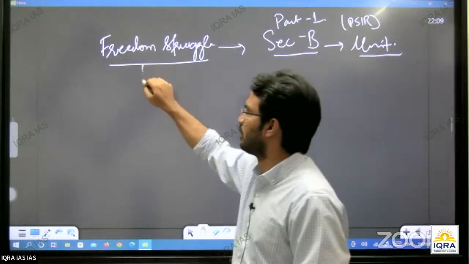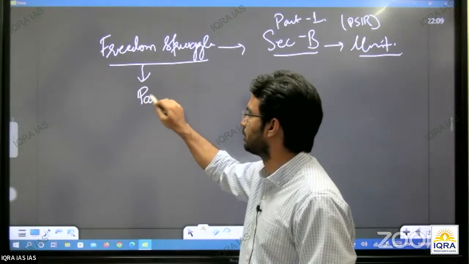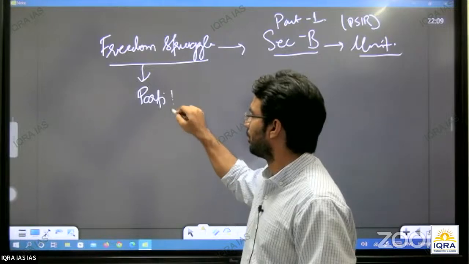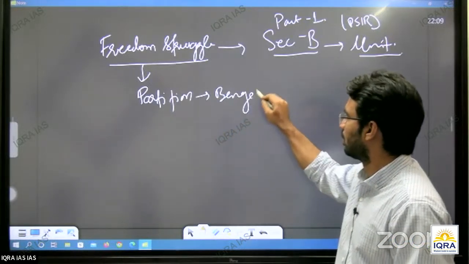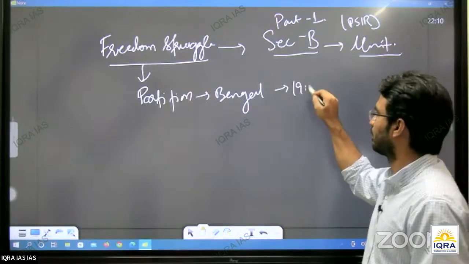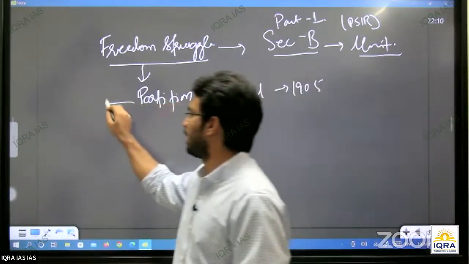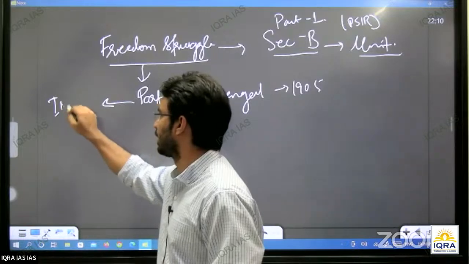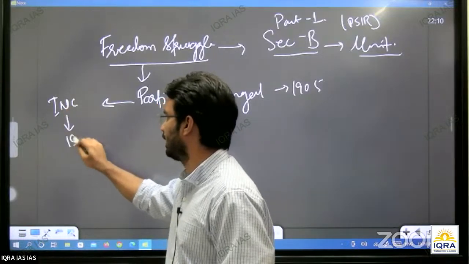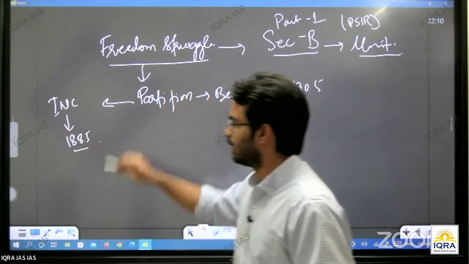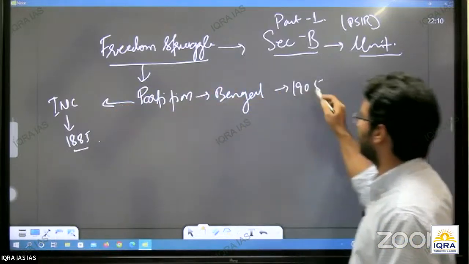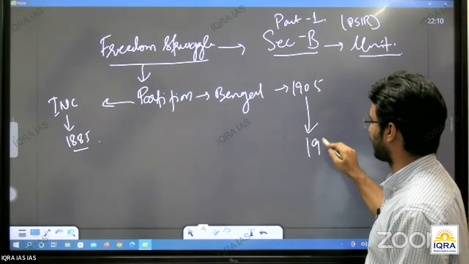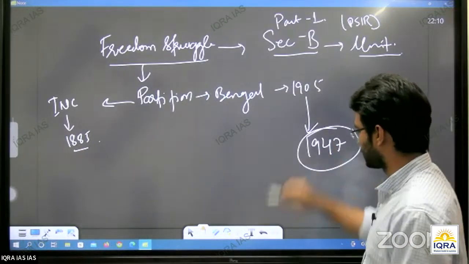उसमें फ्रीडम स्ट्रगल, इट विल स्टार्ट फ्रॉम पार्टीशन, पार्टीशन ऑफ बंगाल 1905, और उससे भी पहले फॉर्मेशन ऑफ आईएनसी इंडियन नेशनल कांग्रेस 1885. यहां से शुरू करेगा, मतलब दैट विल स्टार्ट कवरिंग फ्रॉम हियर एंड इट विल गो अप टिल 1947 द इंडिपेंडेंस, ठीक है?